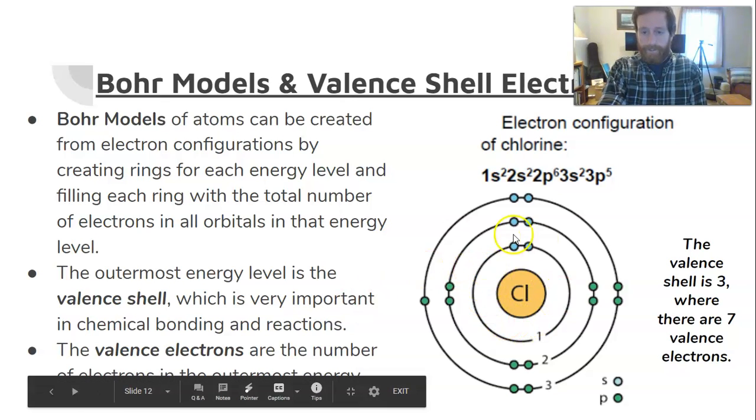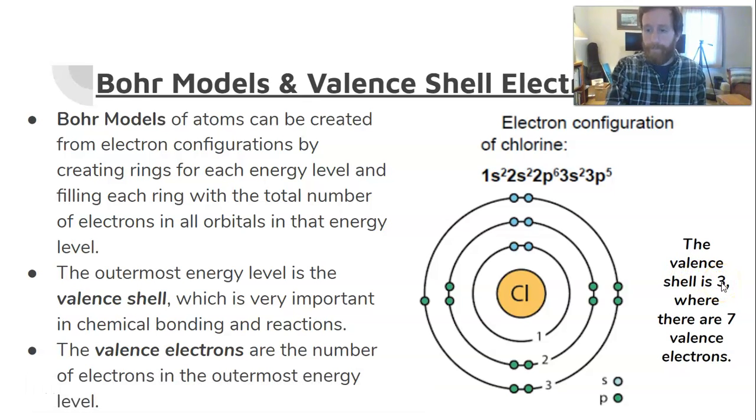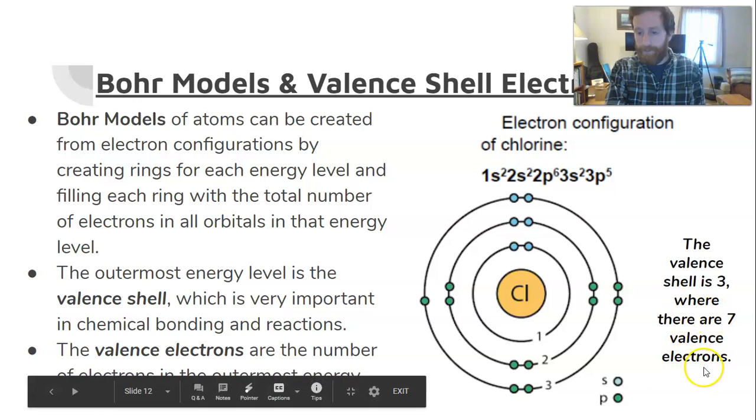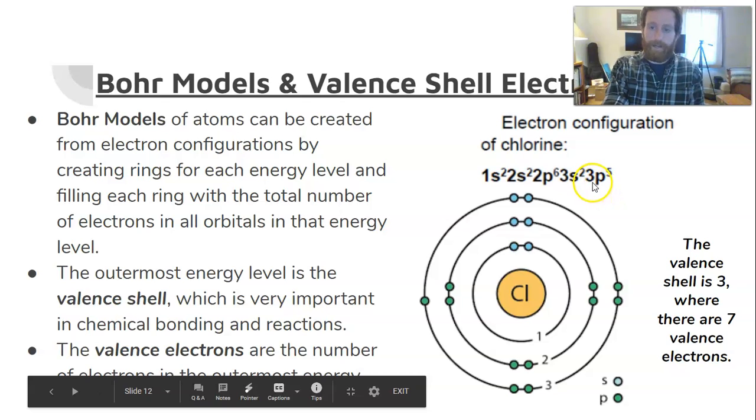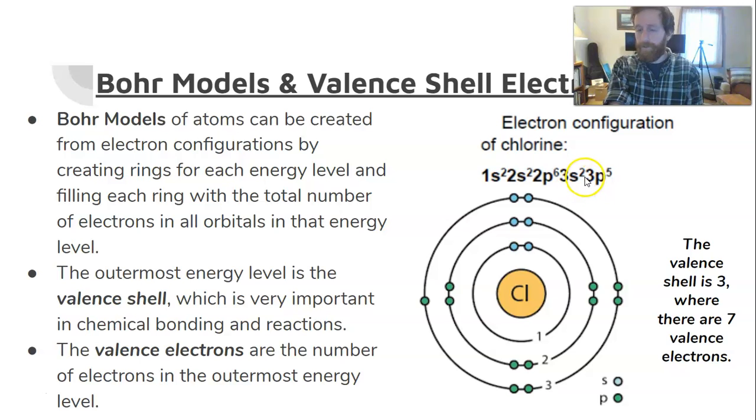So in this particular example of chlorine, from my electron configuration or from my Bohr model, I can determine that the valence shell, the outermost energy level, is 3, the third energy level, and there are 7 valence electrons in that energy level. Tricky thing here is don't get caught up by saying there's 5 valence electrons. You have to still also include the 2 from the 3s as well, because both 3s and 3p are in the third energy level. I hope all that made sense.